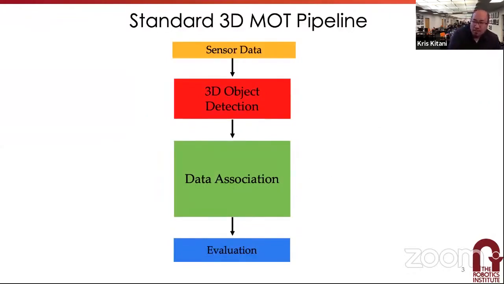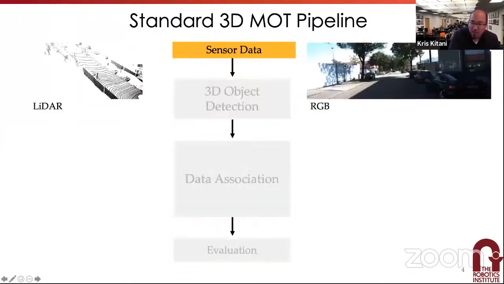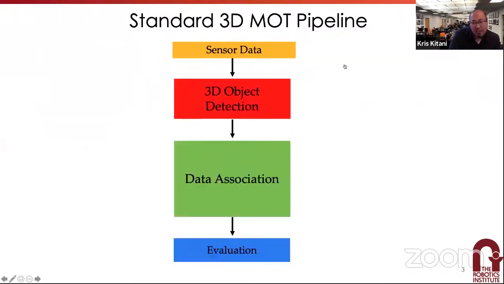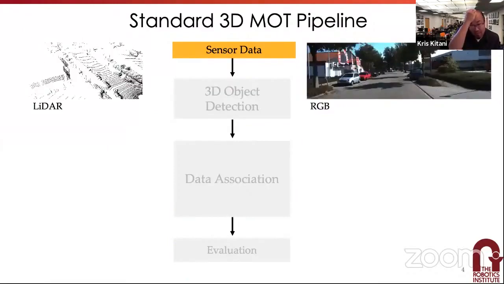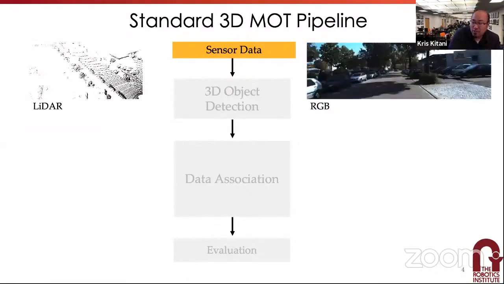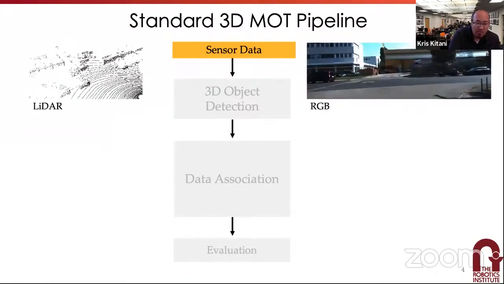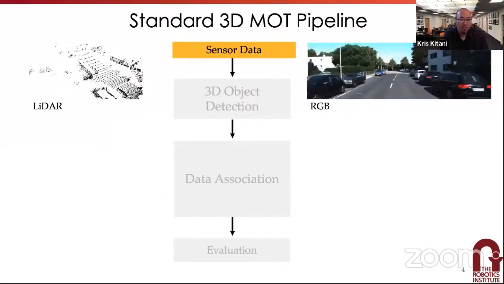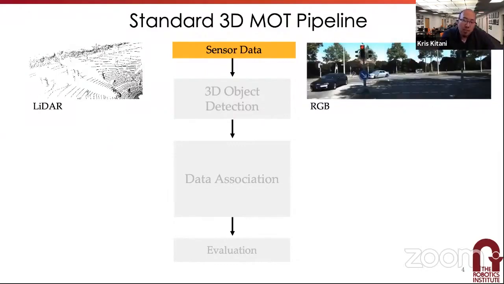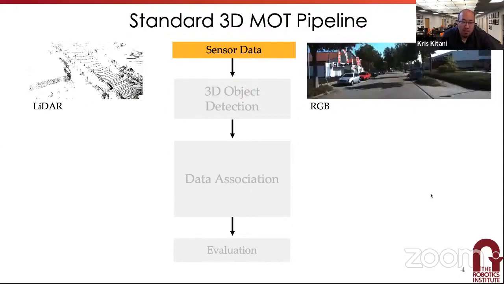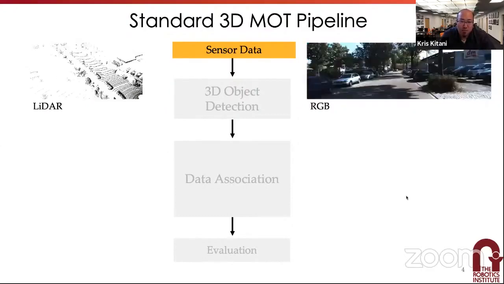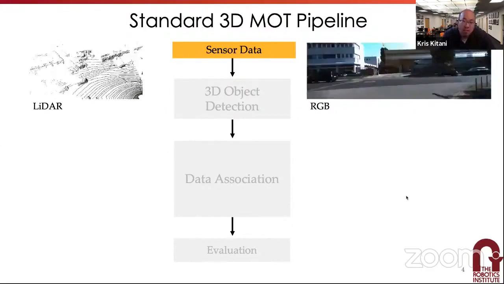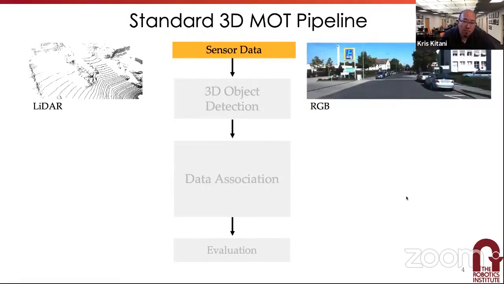We're going to have some kind of sensor data. We'll do 3D object detection based on that data, do some kind of data association, and then we'll usually have some kind of output, and then we're going to evaluate it. So let's start with the sensor data. In the autonomous driving context, we have different types of inputs. The ones that I think we work with the most in computer vision are LiDAR and RGB. But we also have access to GPS and IMU, so it's very much a multimodal sensor or multimodal input kind of task.